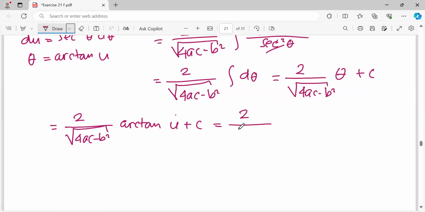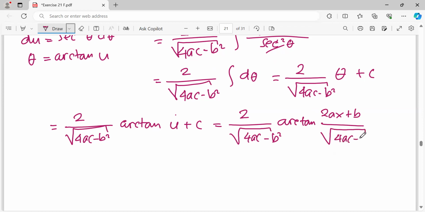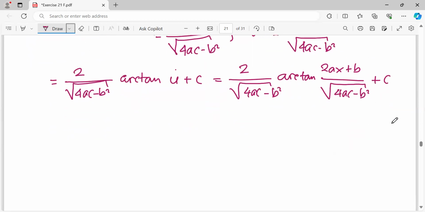Two over square root 4ac minus b squared arctangent of 2ax plus b over square root 4ac minus b squared plus c. Right.